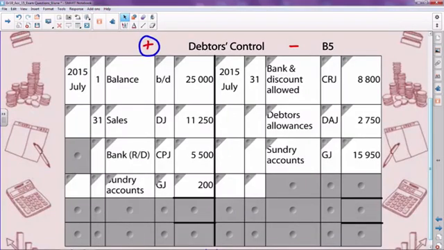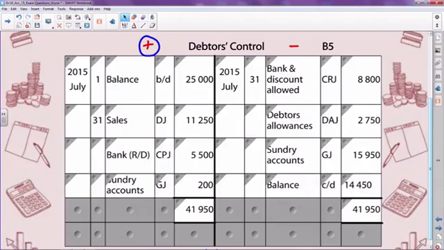So let's reveal everything for you. What do I do now? I need to add the bigger side. There it is. I take it over to the other side. So that's your step 1. Take it over to the other side. Minus your smaller side. To get your balance, where will I take this balance? I will take it down onto the other side, onto the debit side for the next month. August the 1st, balance brought down 14,450.